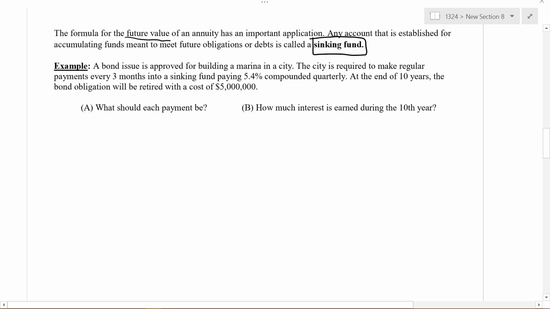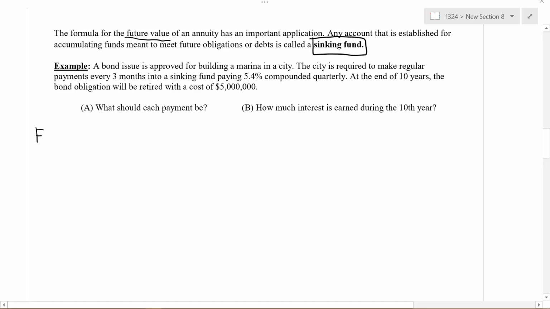So let's look specifically at this example. A bond issue is approved for building a marina in a city. The city is required to make regular payments every 3 months into a sinking fund, paying 5.4% compounded quarterly. At the end of 10 years, the bond obligation will be retired with a cost of $5 million. We want to know what each payment should be into this sinking fund. Since we're talking about a sinking fund, then we know we're going to use that future value formula.